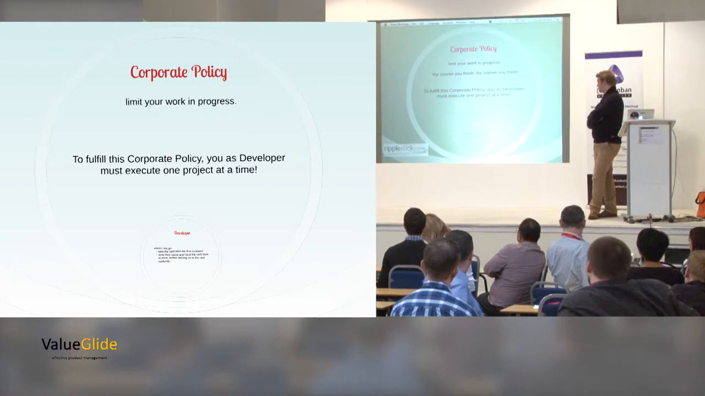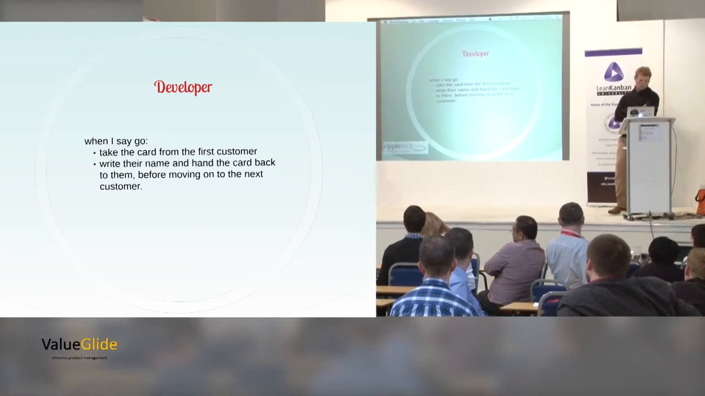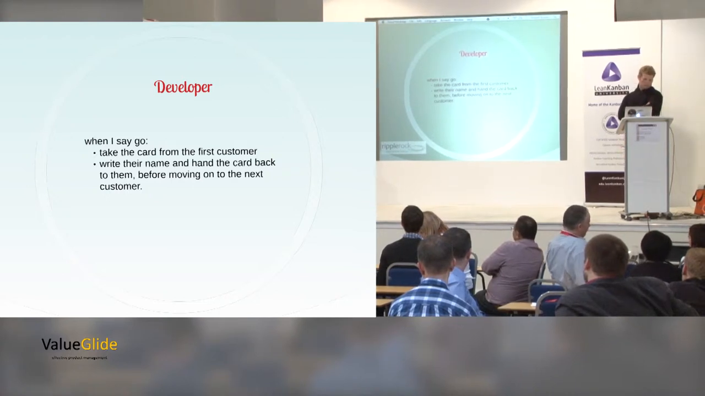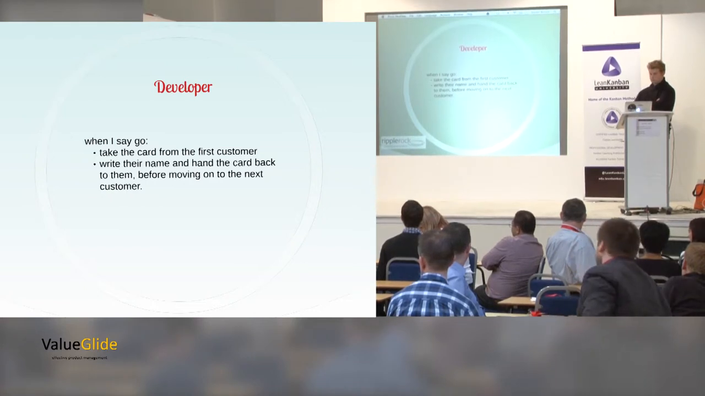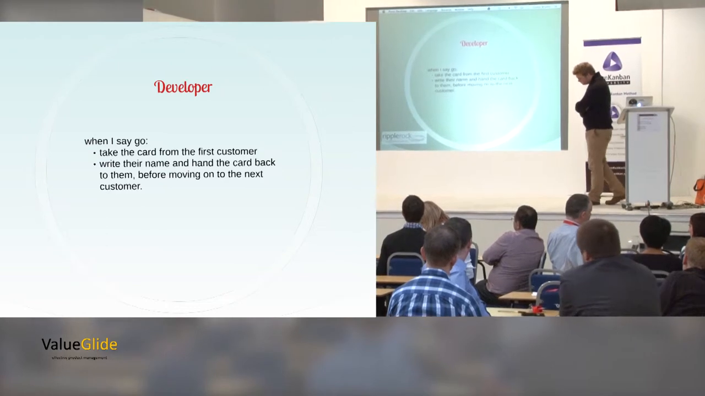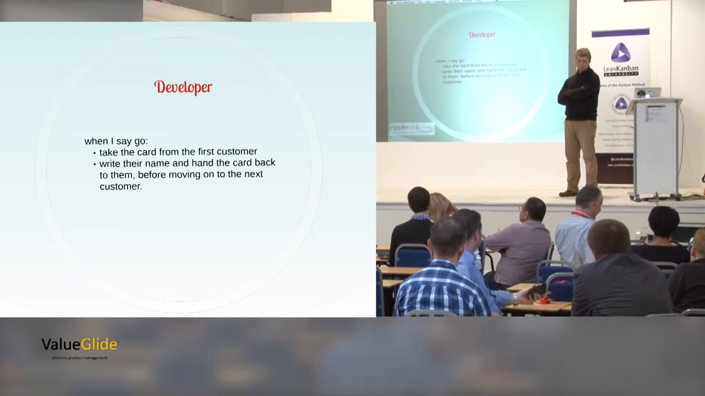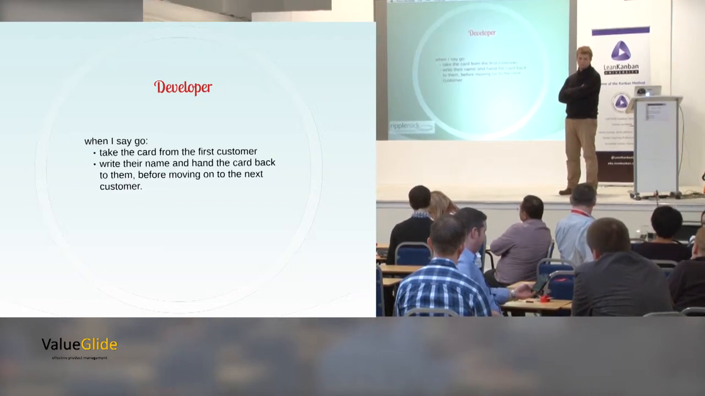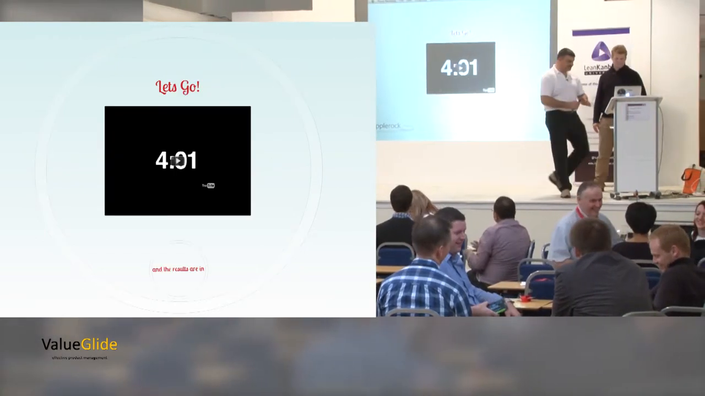So, with that in mind, we have a new developer policy, a new best practice. So this time, developers, when we say go, you're going to take the first card and finish it. Then you're going to take the second card and finish it. Third card, fourth card, fifth card. You'll finish them one at a time and hand them back as soon as they are done. Anyone got any questions about the game? We all understand what we're going to do? Groovy.